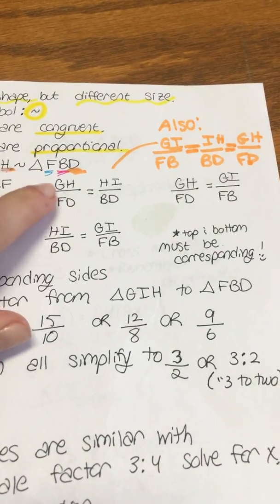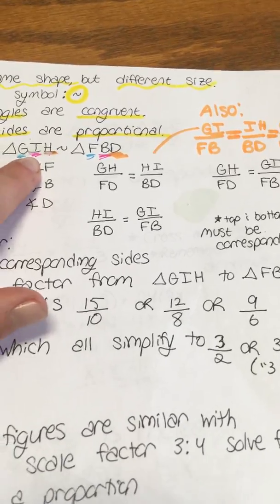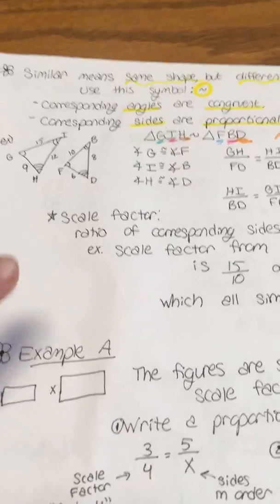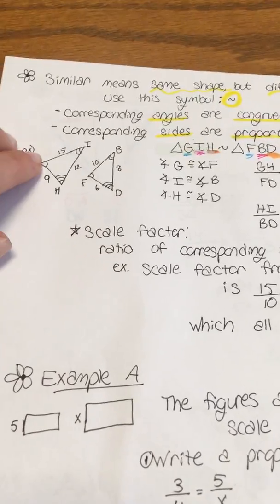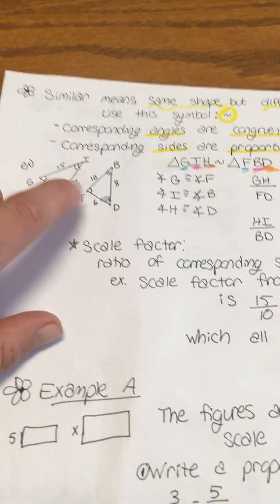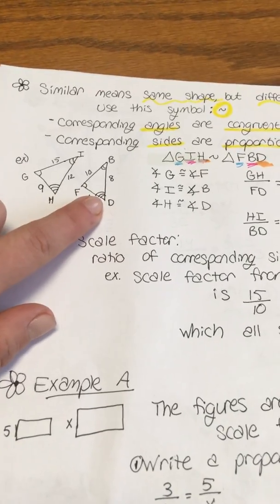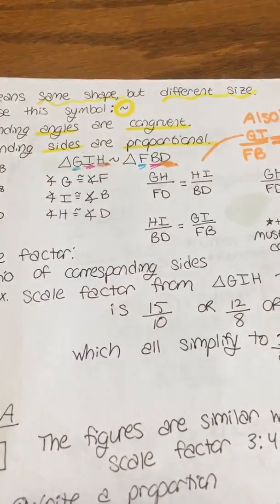Make sure that the top and the bottom of every fraction are corresponding in the similarity statement. So I would not necessarily look to your pictures for these because sometimes the picture can be deceiving. For example, in this picture, I don't know if GI corresponds to BD, it would be F. I know it's not FD because the sides don't look the same, but it's a little bit unclear. So always look at your statement to see what is corresponding.